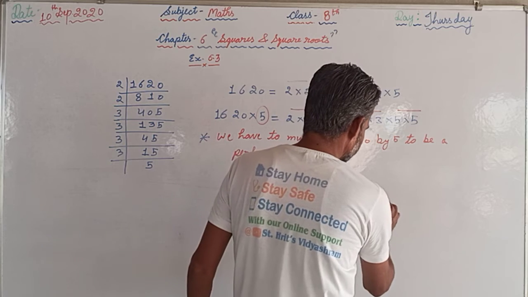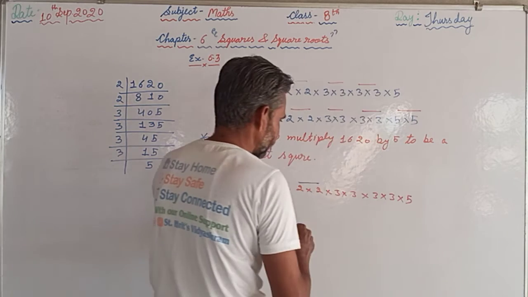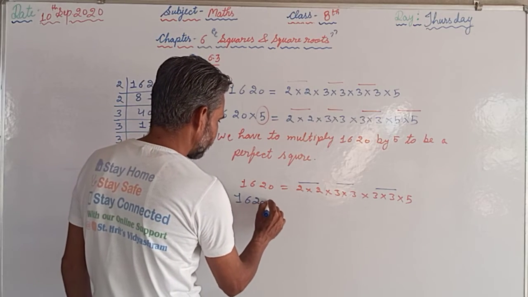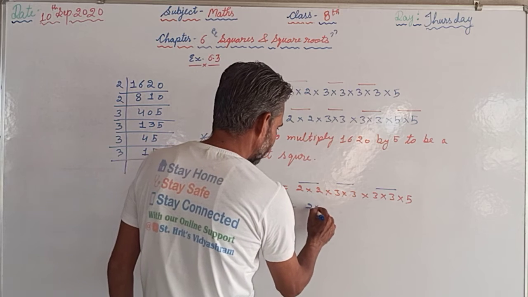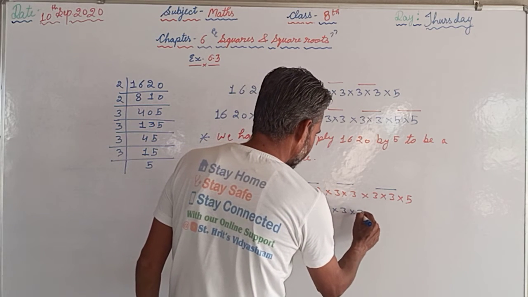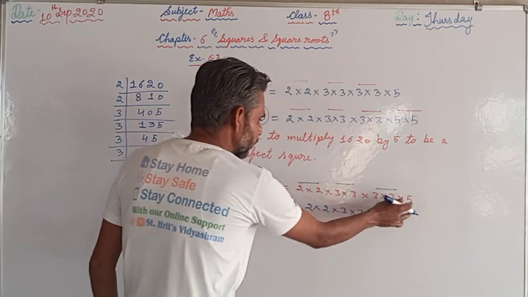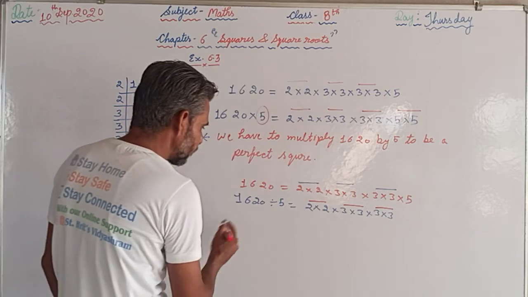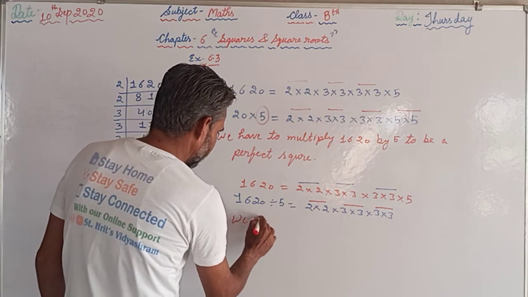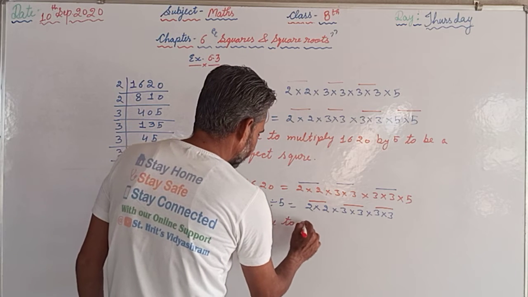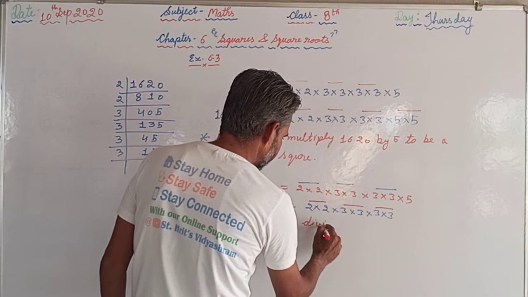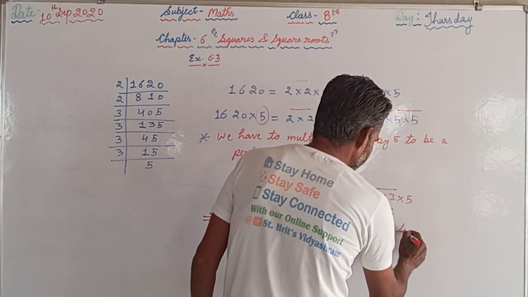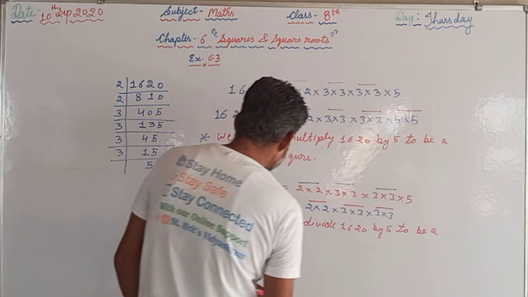2 times 3 is 2 times, which means 1 pair, 2 pairs, and now 5 is alone. So we can divide both sides by 5. So here 2 into 2 into 3 into 3 into 3 into 3. We have divided by 5, so that 5 is gone now. So again the factors are complete. So we have to divide 1620 by 5 to be a perfect square.